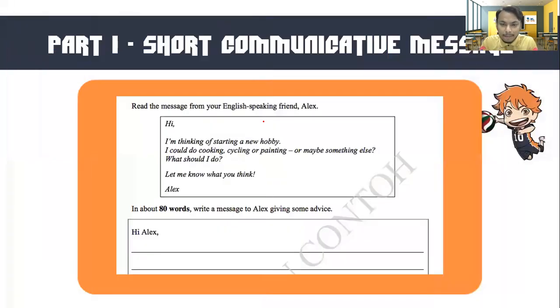Next, part one, short communicative message. This is an example of the question for part one. Let's take a look over here. I use highlight. Read the message from your English speaking friend, Alex. So this letter is from Alex. We know that quite for sure.